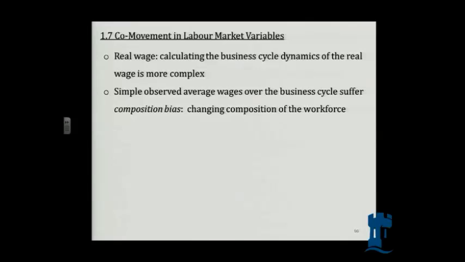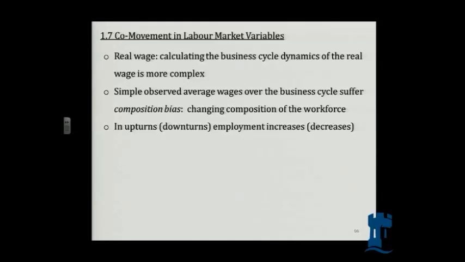Then when the economy is in decline, we lose some people from employment. So we're now calculating an average wage over a different set of people. So you're not calculating the average wage over the business cycle for the same group of people. Now this creates what we would call a composition bias, because the composition of the workforce is changing over the business cycle. In upturns and downturns, employment increases and decreases. So if you try and take an average wage, it's over a different group of people.